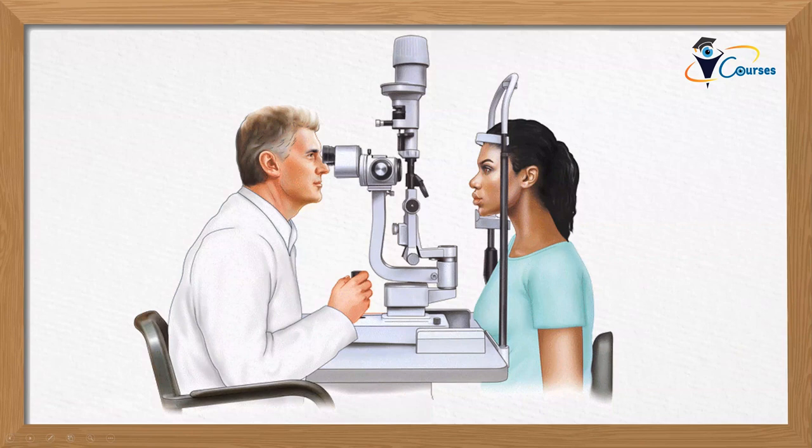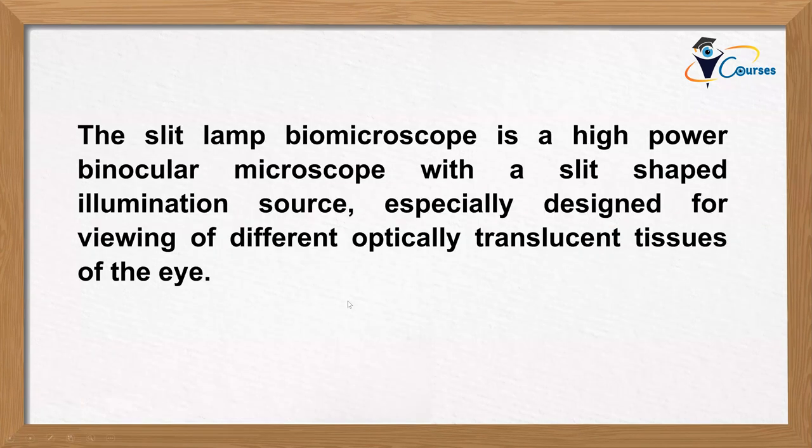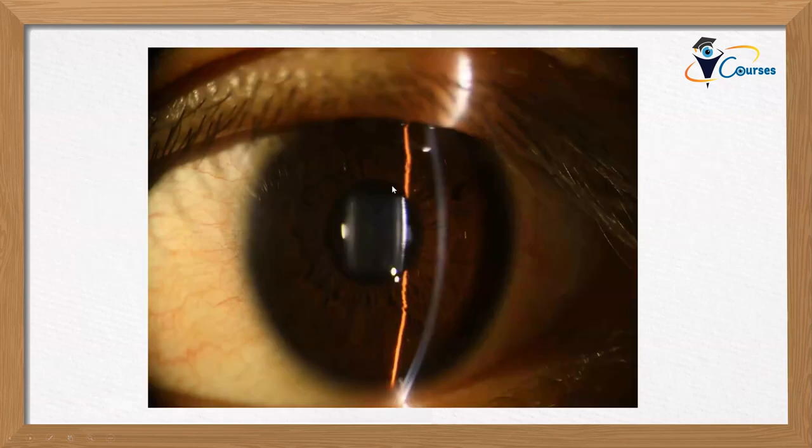So the slit lamp biomicroscope is a high power binocular microscope with a slit shaped illumination source, specially designed for the different optically translucent tissues of the eye. Translucent means that it will allow the light to pass through them so we can examine their layers. This is what is meant by a slit lamp. We have a slit beam over the cornea, over the iris, over the lens, so we can detect the layers in detail.